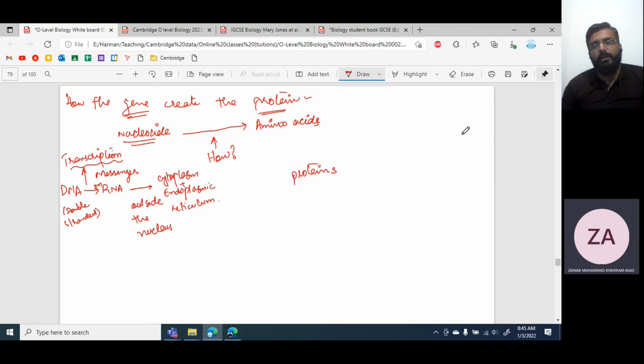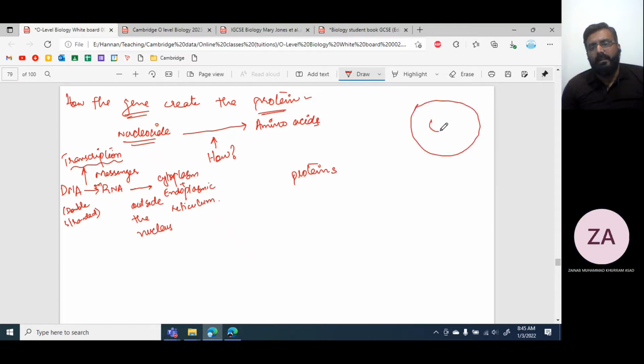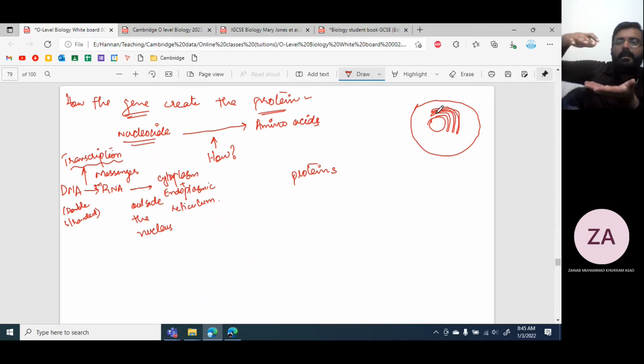Okay, let me give you a very small idea. If this is a cell and this is a nucleus, there is a huge network of small membranes outside the nucleus. Just like you fold clothes and put them on each other to create a stack, it would be like this. This is a nucleus, and this portion of folded clothes is known as the endoplasmic reticulum.